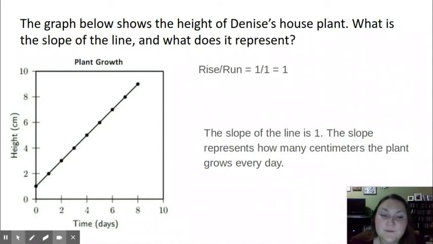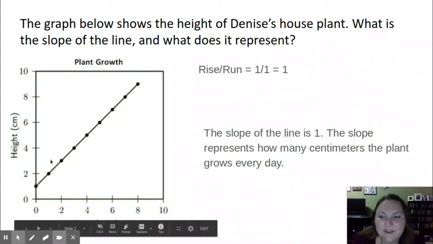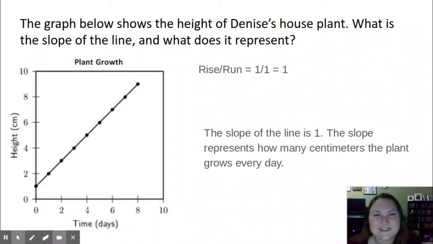for slope especially, students like to say the slope represents the height of the plant. Well, we can't say 1 is the height of the plant because if I look at this graph, the height's constantly changing, right? By day 4, the height is 5 centimeters. At day 7, the height is 8 centimeters. The height of the plant isn't 1. So we can't just say 1 is the centimeters or 1 is the height. You have to include that part about every day.